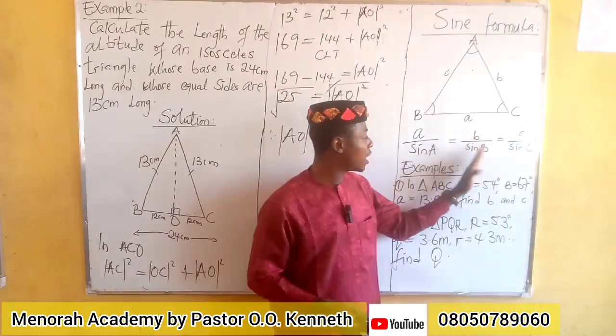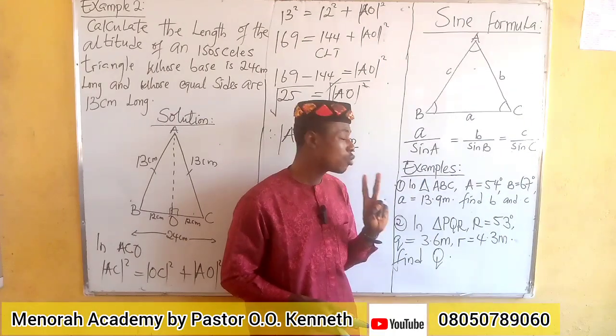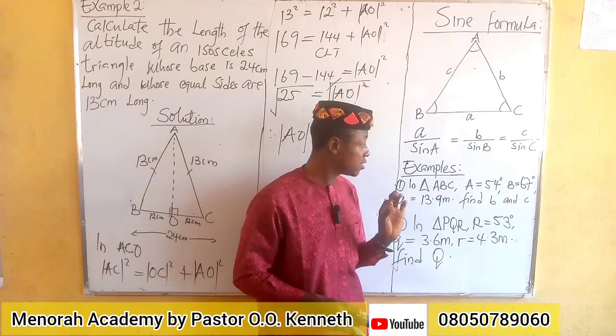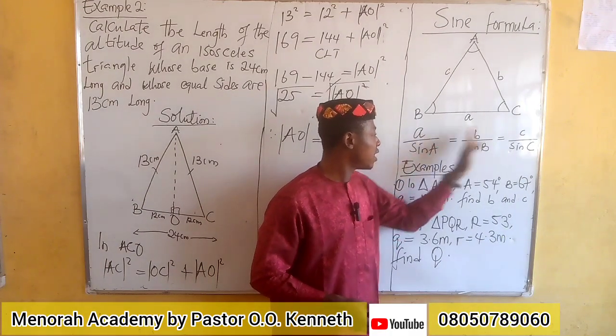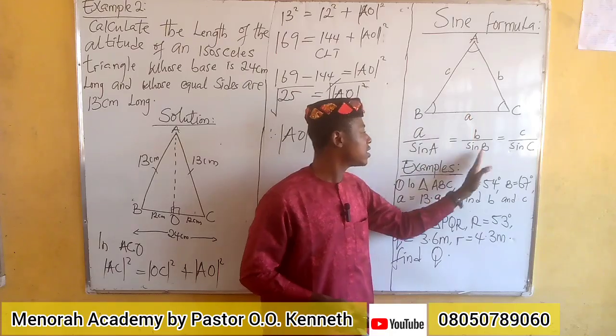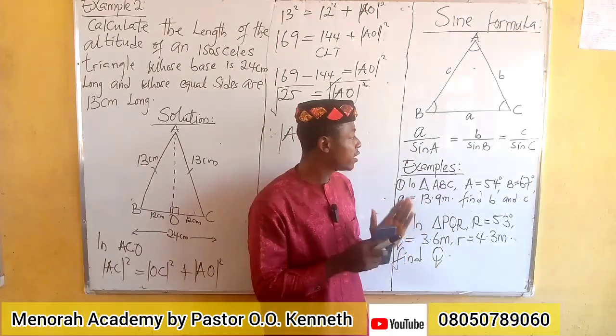Alright, so with this formula, you cannot use all 3 parts consecutively. You can only use 2 at a time. So you can either use the first and the second, or the first and the last, depending on the values they give to you.